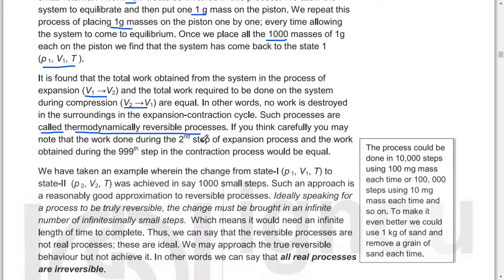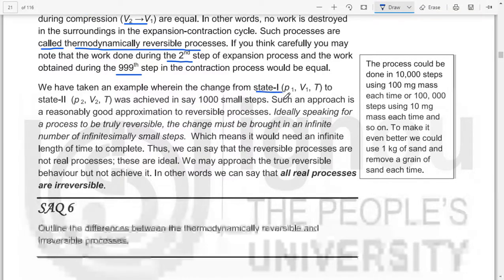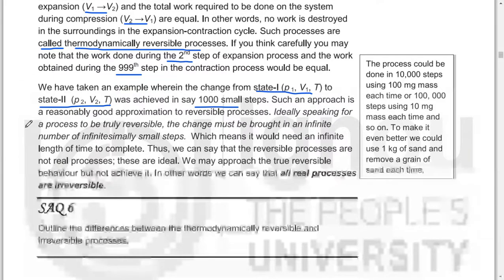If you think carefully, you may note that the work done during the second step of the expansion process and the work obtained during the 99th step, the contraction process, would be equal. We have taken an example wherein the change from state 1 (P1, V1, T) to state 2 (P2, V2, T) was achieved in say 1000 small steps. Such an approach is a reasonably good approximation to a reversible process.